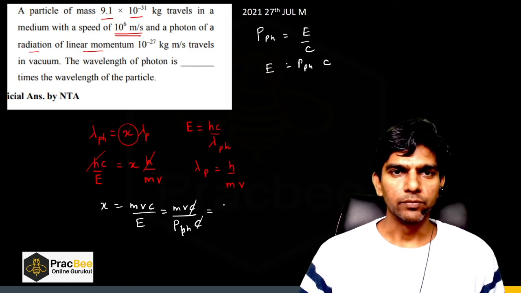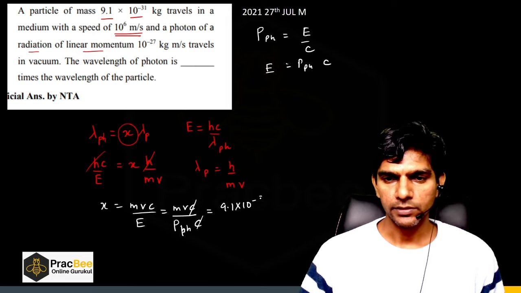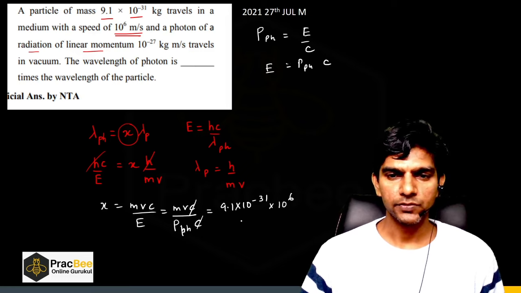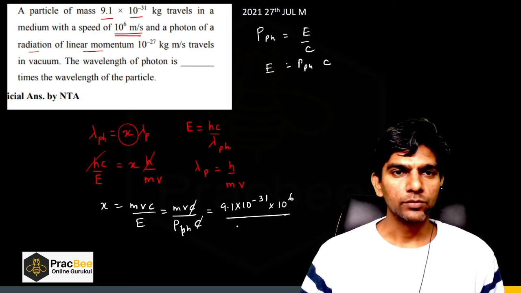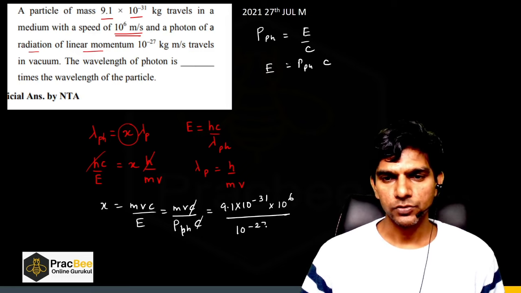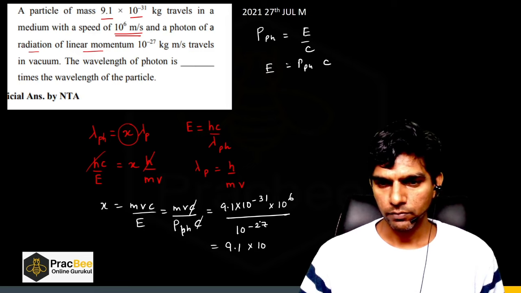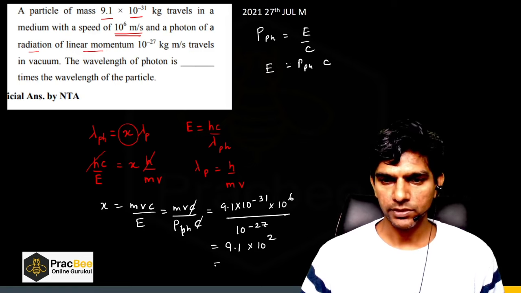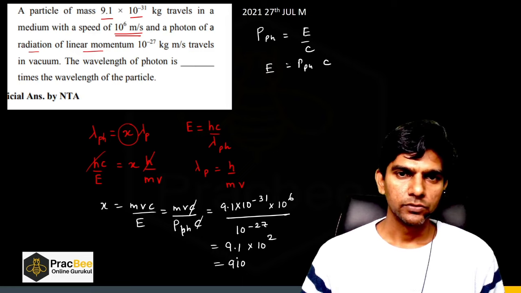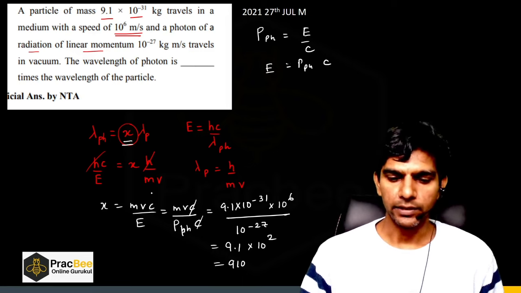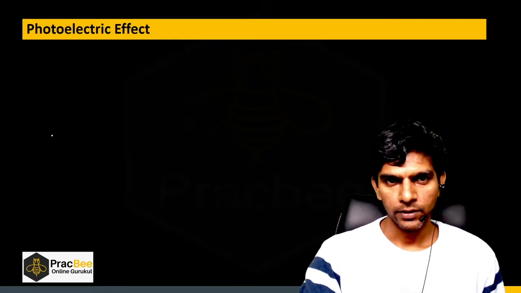So it will be m, 9.1 into 10 raised to power minus 31. Speed is given as 10 raised to power 6 for the particle. And the momentum of the photon is given as 10 raised to power minus 27. So this will be 9.1 times 10 raised to power minus 4 plus 2. So this comes out to be 910. So this x is nothing but 910. So that is the answer.